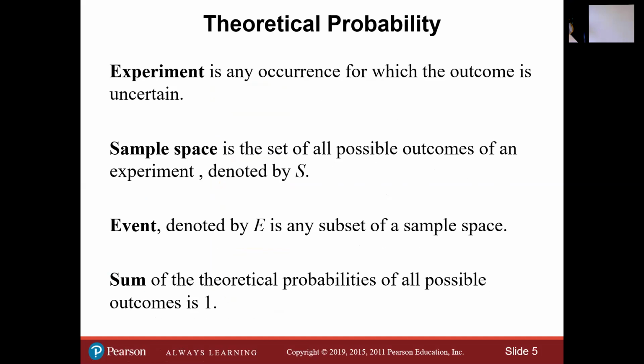Some terminology we're going to use. We have an experiment, where we don't know what the possible outcome is going to be. The sample space is the set of all possible outcomes in the experiment. And this is why we looked at the fundamental counting principle in the previous lecture. The event is a subset of the sample space, so it's one possible outcome. The sum of the theoretical probabilities of all possible outcomes is 1, which makes sense. If you put together all possible outcomes, it's eventually going to be 1 or 100%.